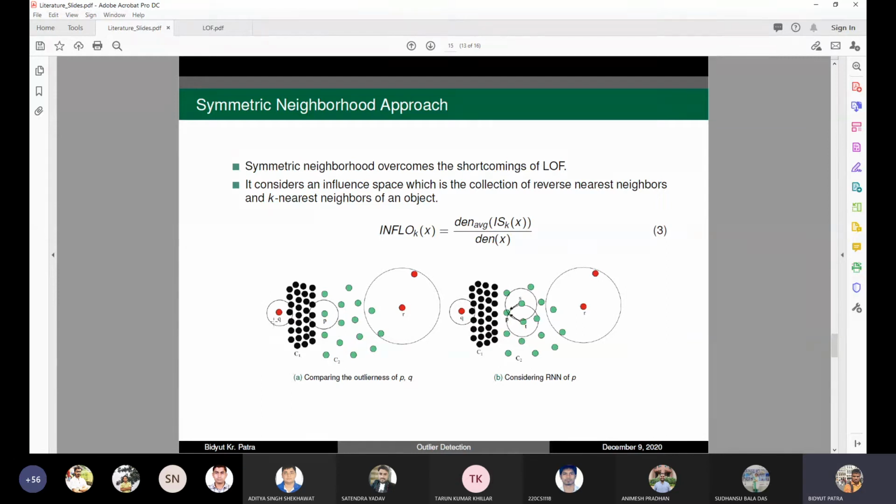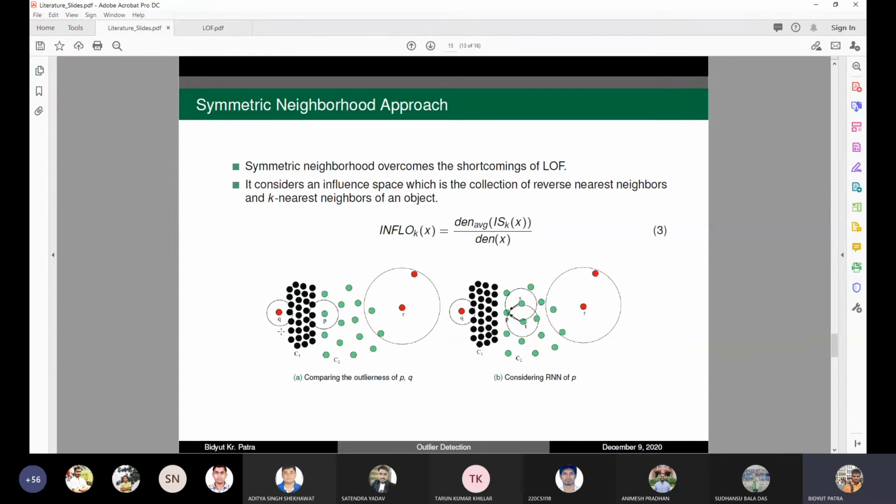The problem here: if you see this point Q, and you find the outlier of point Q, it will be treated as an outlier, really. Now if you see the point P, point P also will be treated as an outlier by the LOF technique, but point P is a cluster point which is quite sparse with respect to the cluster C1. So there are two clusters, C1 and C2, and these are the outliers that can be detected by the LOF technique.